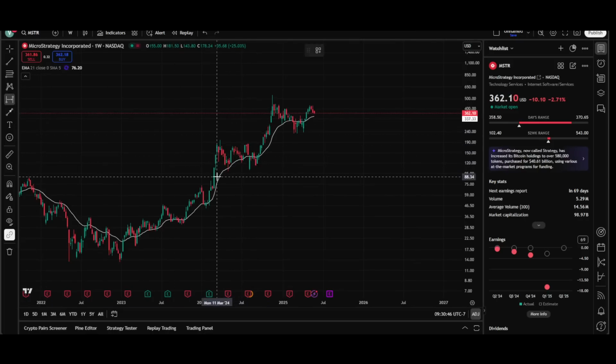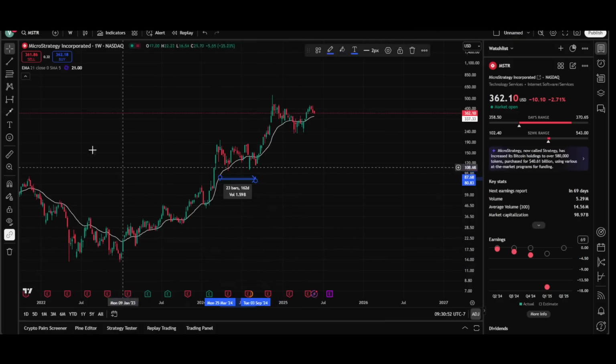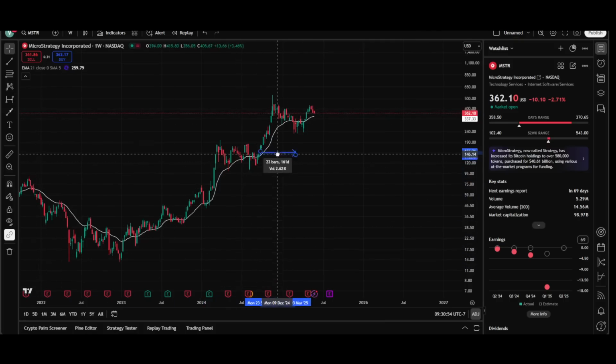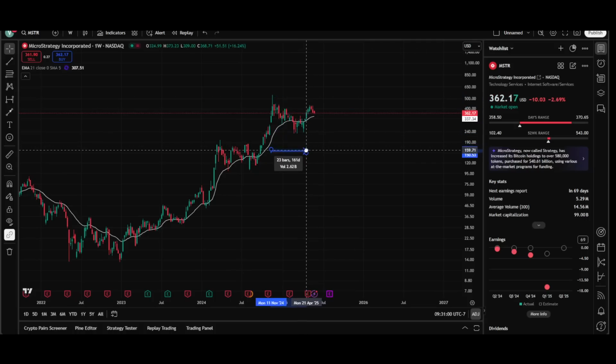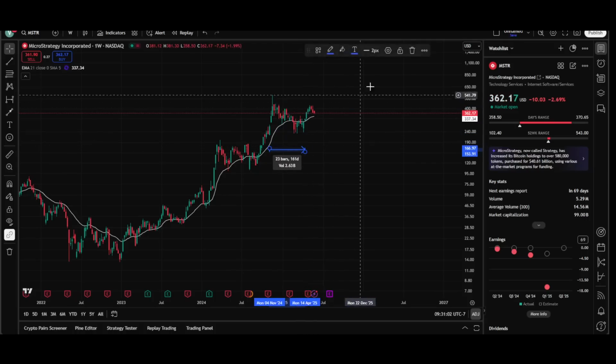This is from about this peak right here, this high, to when price took off was right about 23 bars or 162 days on the weekly. Let's move that over. And now technically we're actually exceeding where when we took off, about the same pace.